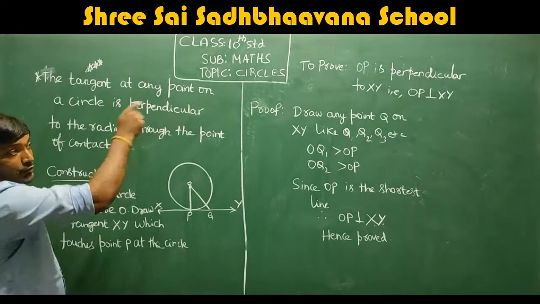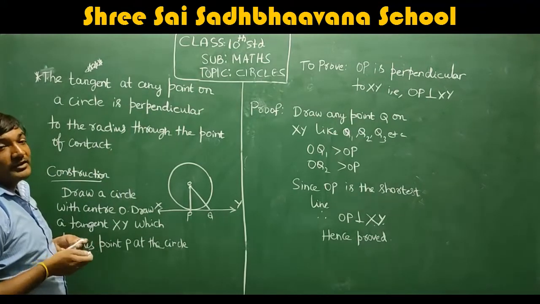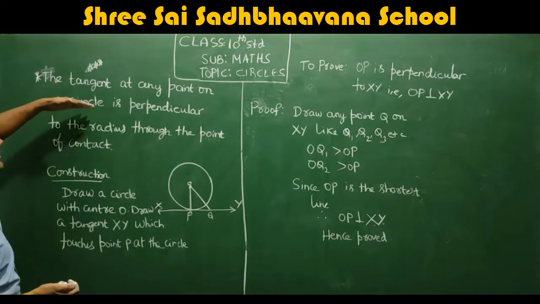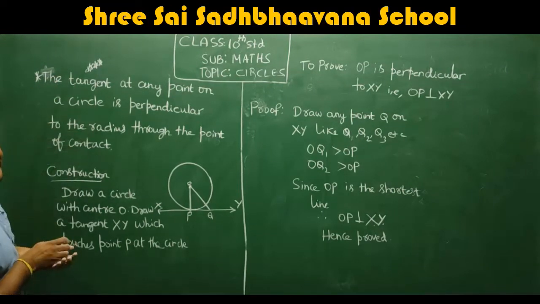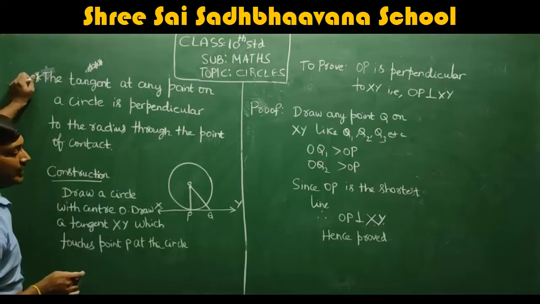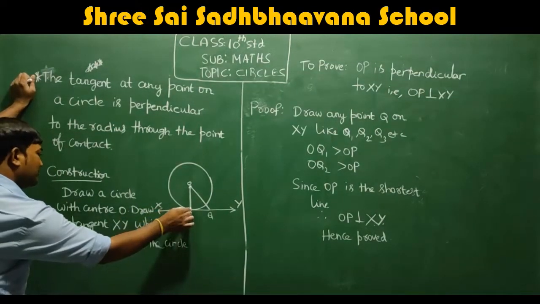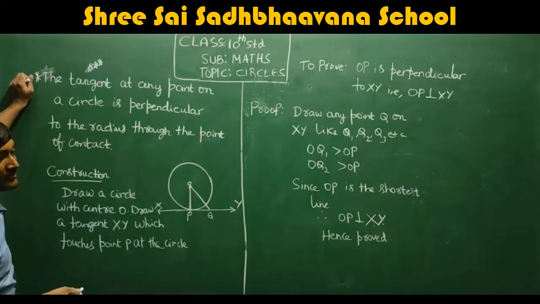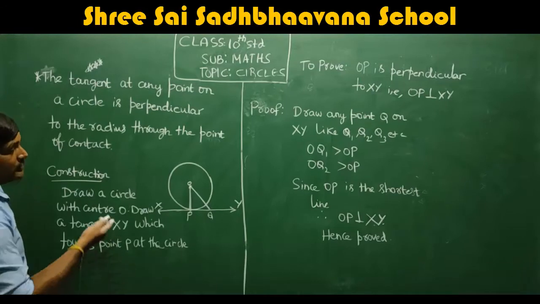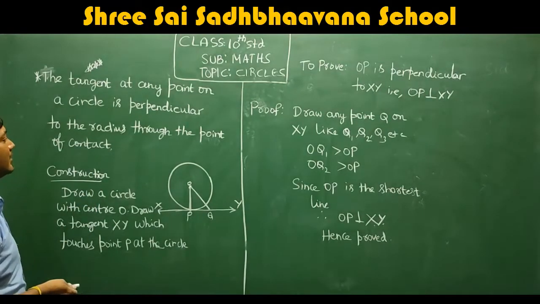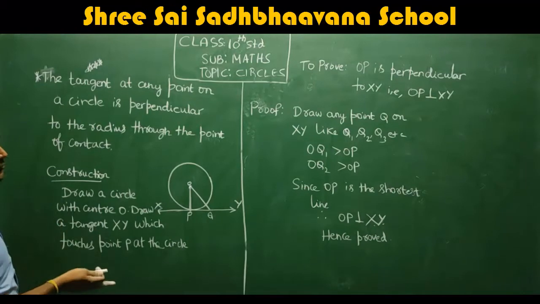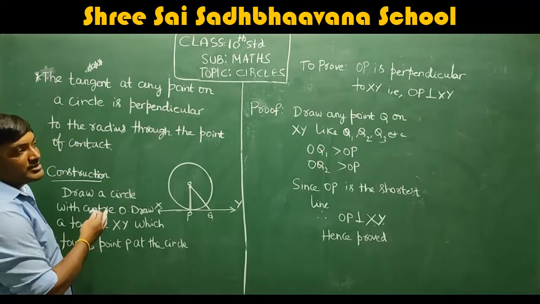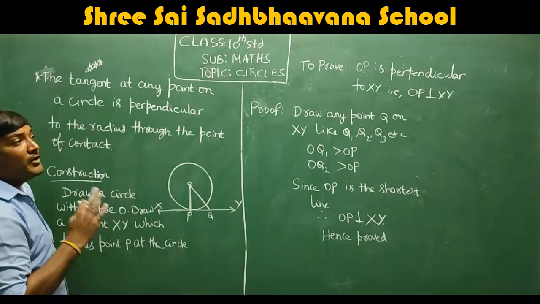So what we have to prove? We have to prove OP is perpendicular to XY. That is the statement actually. So I'll repeat the statement. The tangent at any point on a circle is perpendicular to the radius through the point of contact. They are trying to make you understand the statement. Basically, we have to understand what we have to prove.